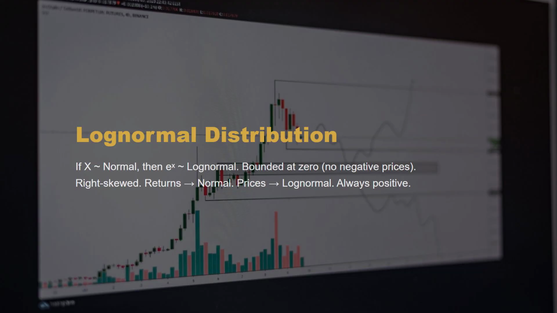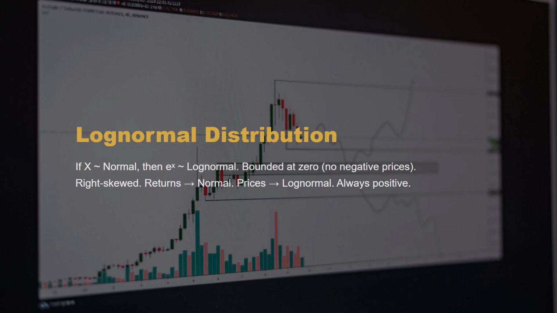That is impossible. But if we model returns as normal, which is reasonable, then the price is the exponential of cumulative returns, which is log-normal. The log-normal distribution is bounded at 0 on the left and extends to infinity on the right. It is always positive, and it is always right-skewed, meaning it has a long tail to the right.